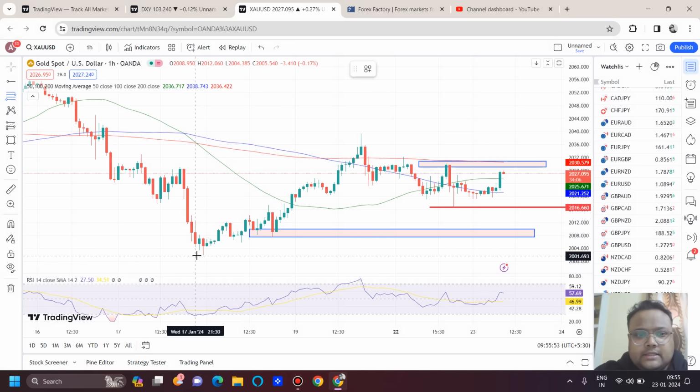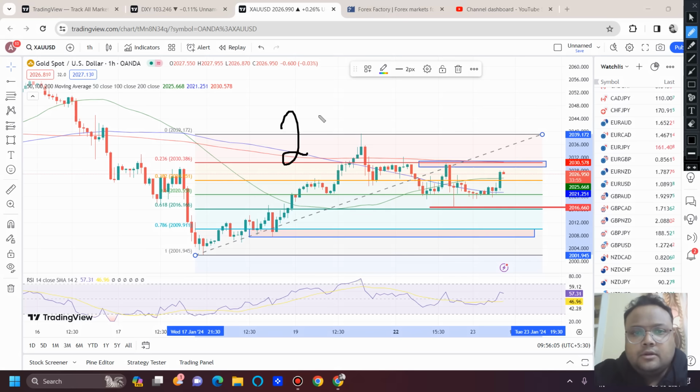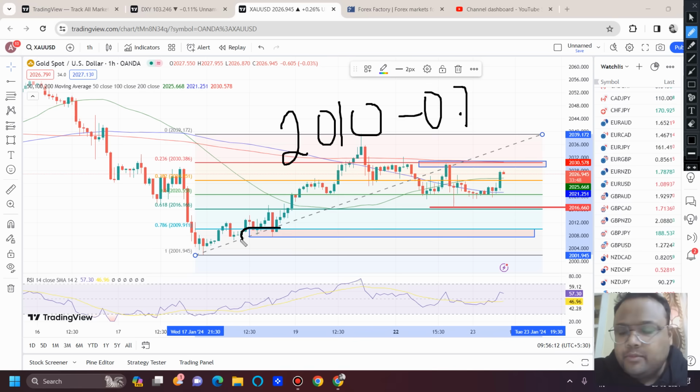The second support on the chart of gold is around 2009 or 2010, I'll say. Okay, 2010 to 2007. 2010 to 2007 is the next zone on the chart of gold, because we have the Fibo 78.6% retracement level, and along with that we can also see the market has taken support here previously. So if we combine both factors, under normal circumstances, at least we can expect a bounce of 50 to 70 pips around this area.